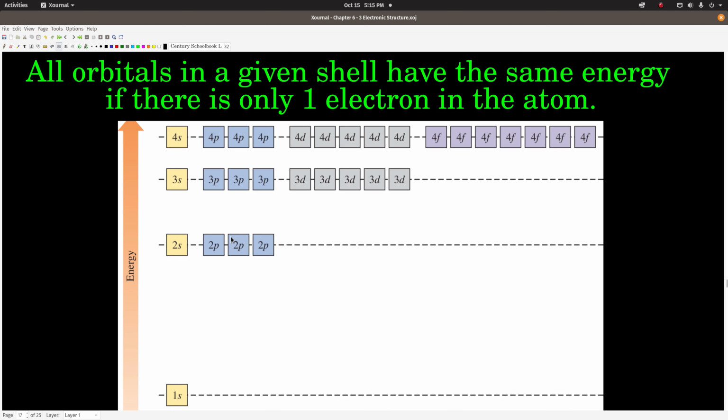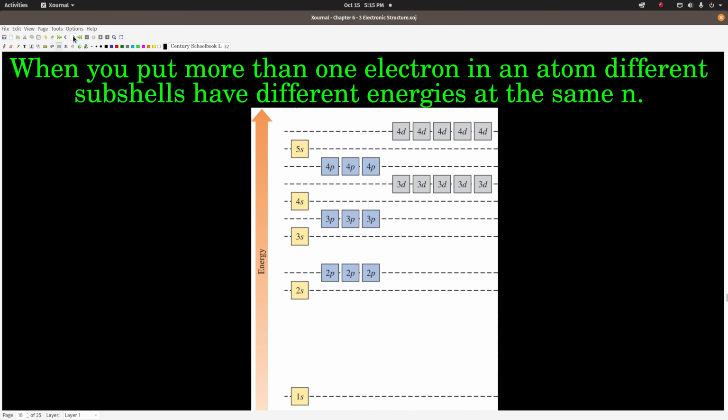3 orbitals in the p sublevel, and so on. All the orbitals at the n equals 2 level have the same energy if there's only one electron, at 3 and at 4 and so on. And that's not very interesting. So let's start putting more than one electron in.